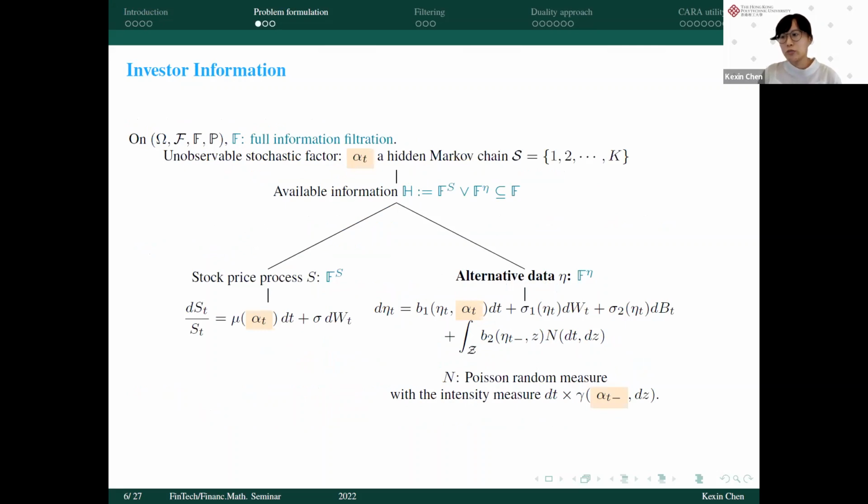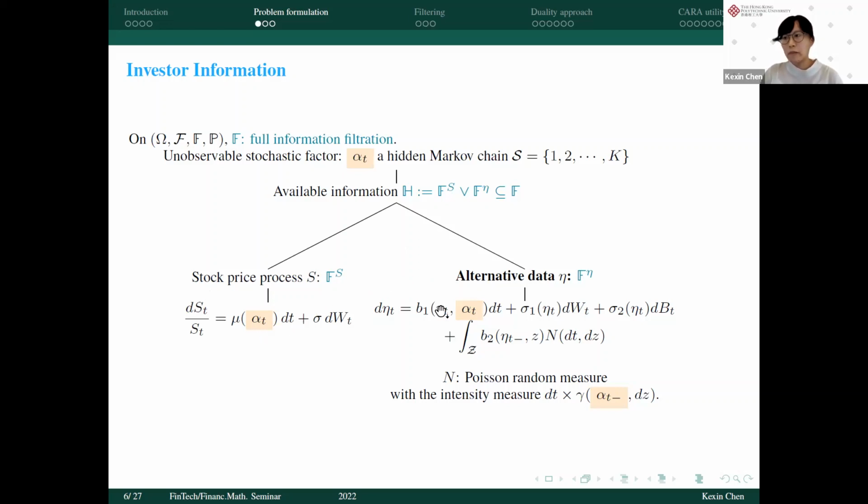So now we come to the concrete problem formulation, and we work on a filtered probability space where the F here denotes the full information filtration. And we use alpha to denote the unobservable stochastic factor, so it is a continuous time, finite state, hidden Markov chain. And it represents different economic regimes. And the first component of the observation process is the stock price process, denoted by S. So we model the expected return of it, that is this nu, to depend on the hidden state.